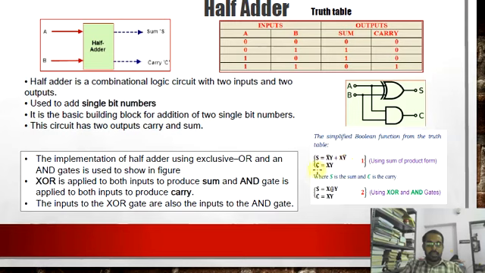So these are the corresponding Boolean expressions, where sum is equal to A XOR B. Here I wrongly put X Y. It should have been A XOR B. Similarly, the carry is A AND B. So we can represent the summation as A XOR B and carry as A AND B. So these are the corresponding Boolean expressions.